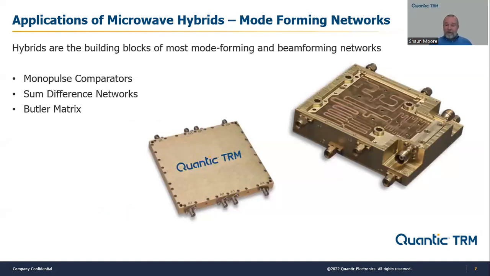Sure. Now, another big application for hybrids are the building blocks for any kind of mode forming networks or beam forming networks. Again, these are the core building blocks that you use for building things like monopulse comparators, sum and difference networks, or some more complicated networks such as Butler matrices. All of these antenna feed networks really want to have a phase shift element associated with them in order to be able to steer the beam. And a 90 or 180 hybrid naturally has that phase shift associated with it.